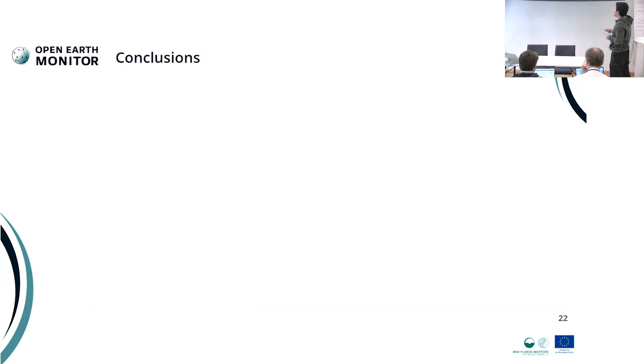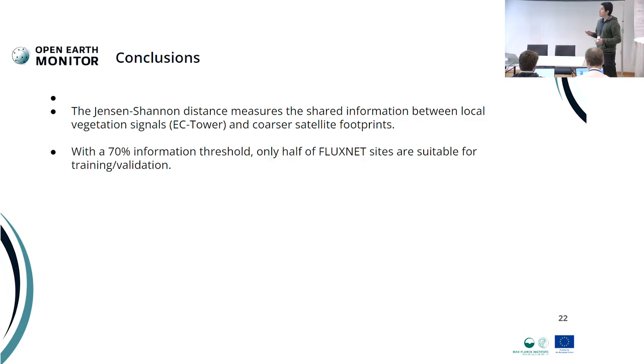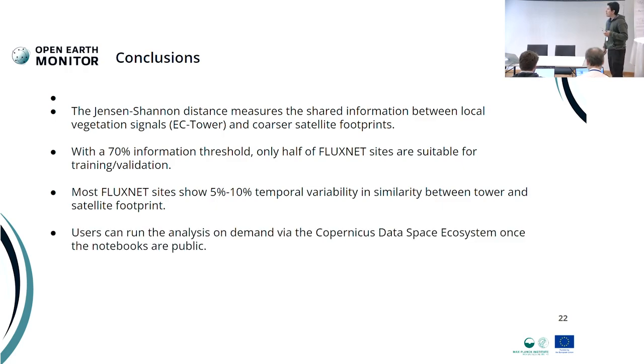So, to conclude, we found that the Jensen-Shannon distance measures the shared information between the local vegetation signal at the eddy covariance tower footprint and the coarser satellite footprints. We found that with a 70% information threshold, only half of the flux sites are suitable for training and validation. We found that most of the flux sites showed only 5 to 10% of temporal variability in the similarity between the tower and the satellite footprint. We provide tools where the users can run the analysis on demand via the Copernicus Data Space Ecosystem.